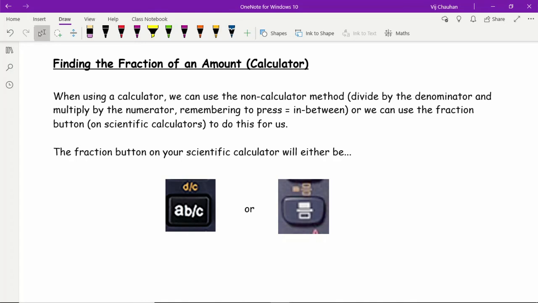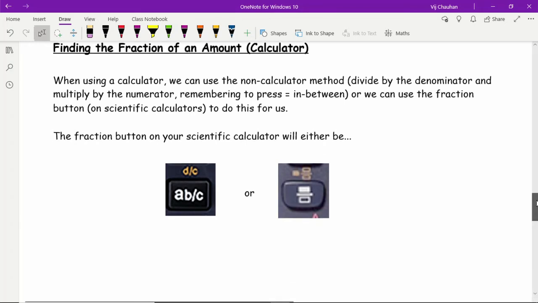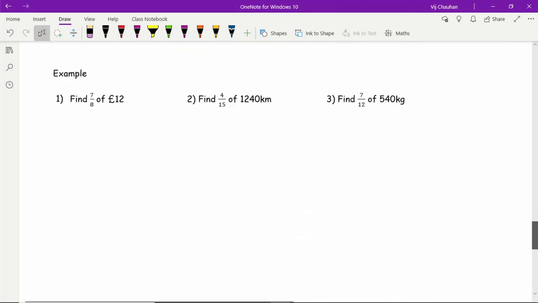A lot of the older calculators will have what you can see as the ABC button, and a lot of the newer Casio calculators will have what I call the fraction button, which is going to be on one of the scientific areas of your calculator. So it's always important you have a look at finding one of these two buttons. So let's have a look at some example questions, and let's show you how we can use the calculator to work these out.